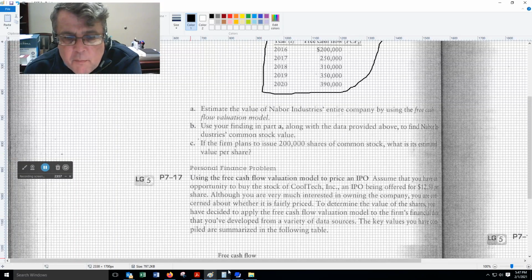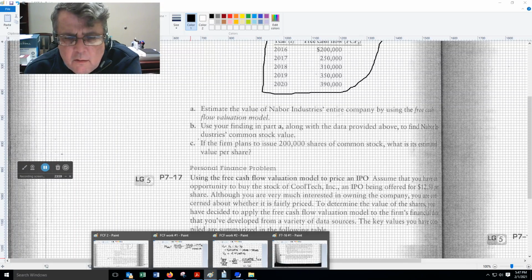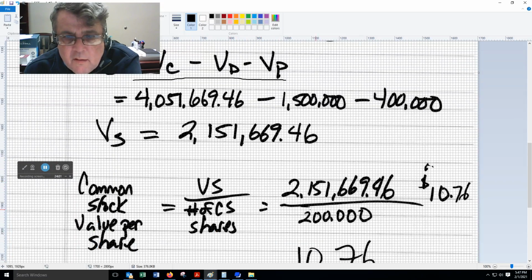Well, the estimated value per share is the VS, $2,151,669.46, divided by those 200,000 shares. And when you make that calculation, it comes out to be $10.76.